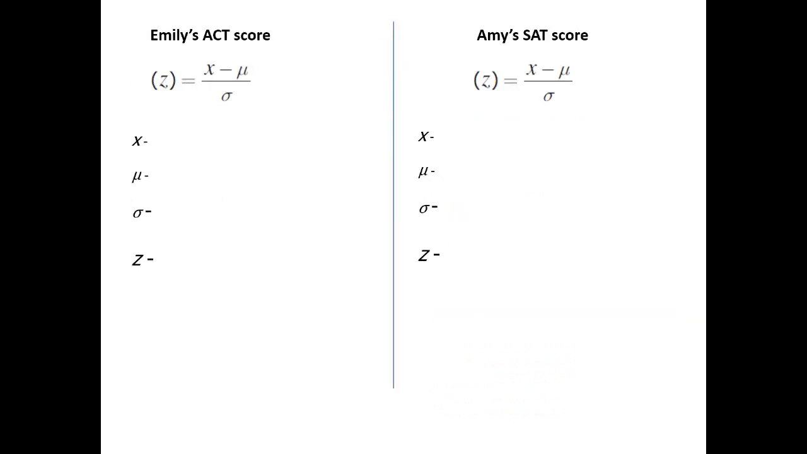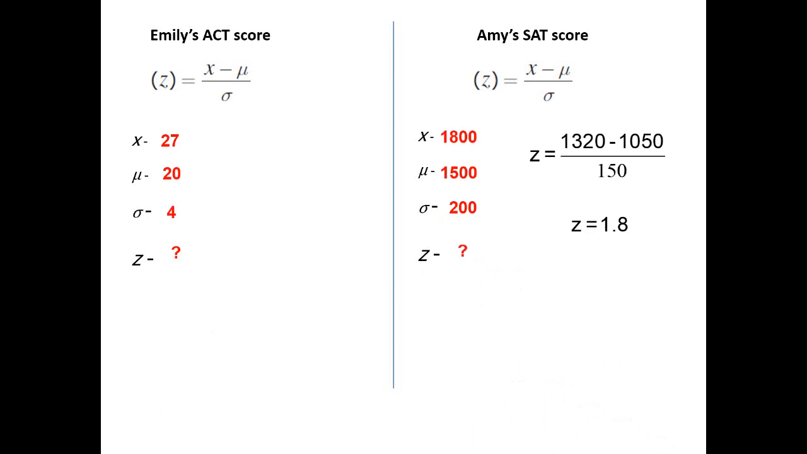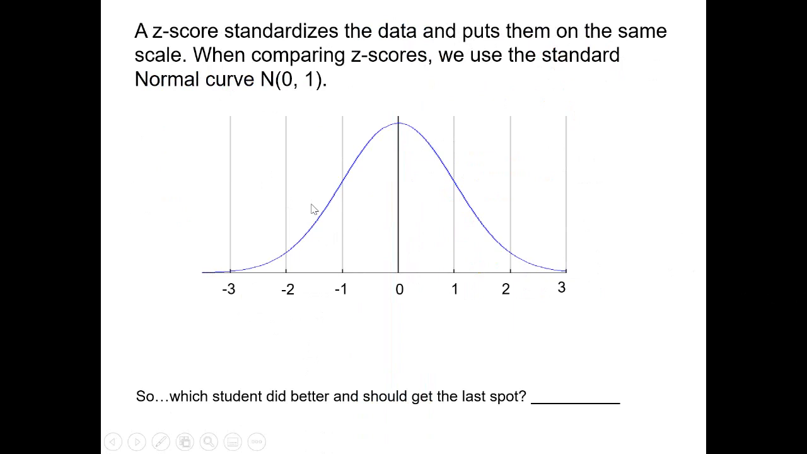So let's calculate the z-scores for each of those individuals. Whoops, I forgot to change this value right here. I'll make sure to change that on the notes that I post online. But pretend this is 1320 and that this is 1050 and this is 150. Over here, we have the correct values. So we have a z-score of 1.8 and a z-score of 1.7. Okay, so when we plot those, Emily was 1.75, Amy was a 1.8.